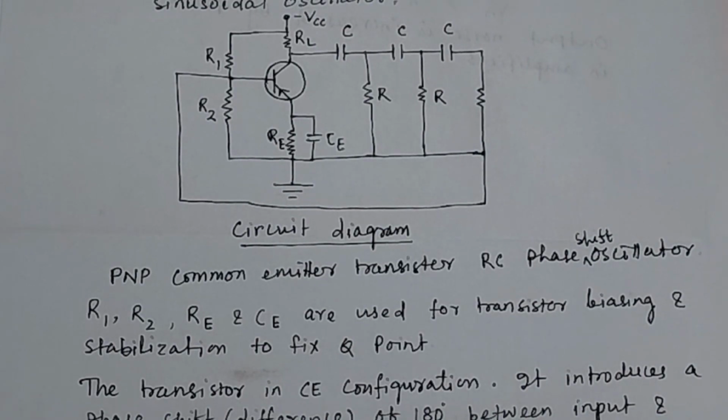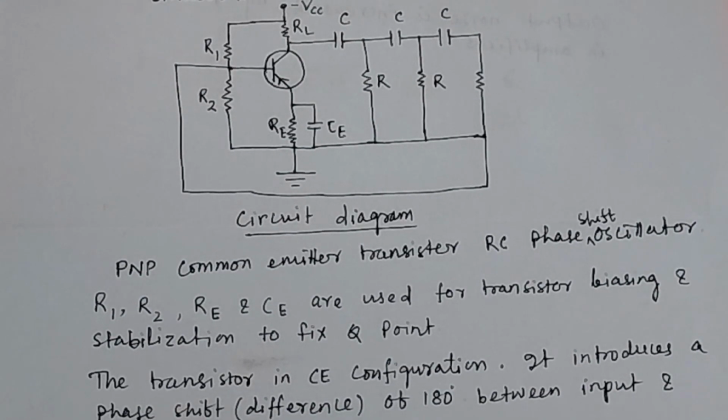That is why we use the RC circuits. And why is there a phase shift of 60 degrees in one RC circuit?